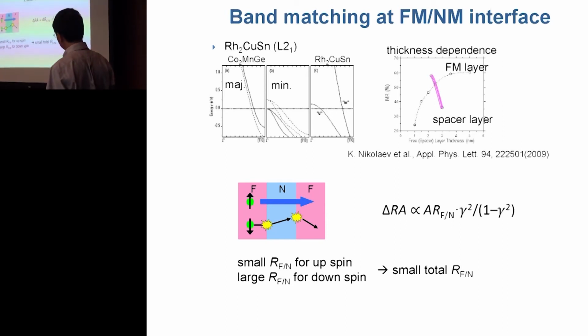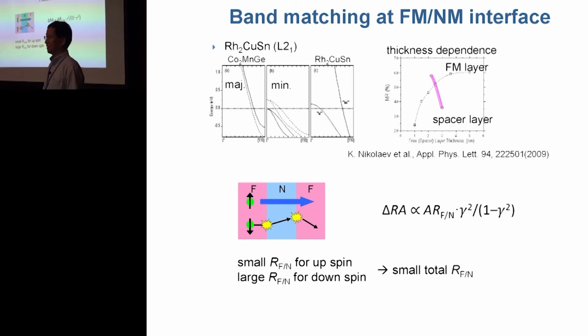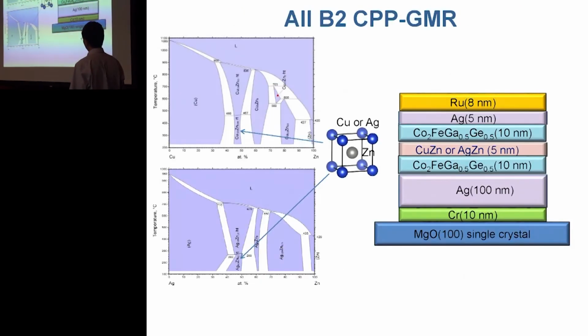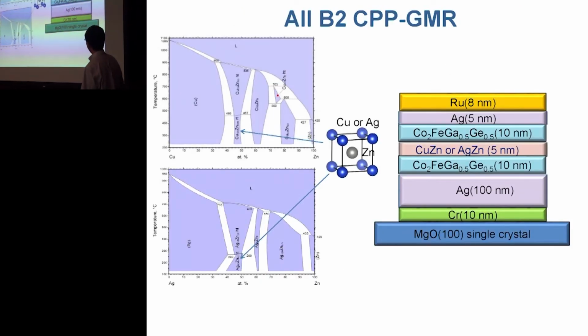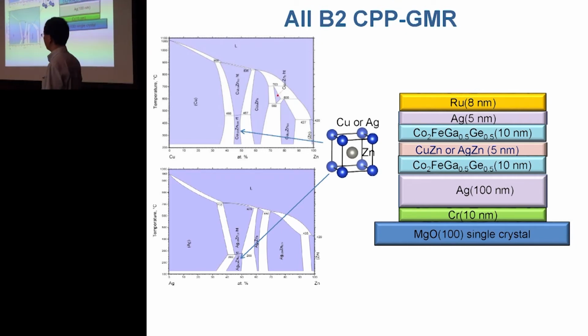But somehow, after the publication of this paper, there was not much experimental work. So we decided to try this, with cobalt, iron, gallium, germanium, our favorite Heusler alloy.